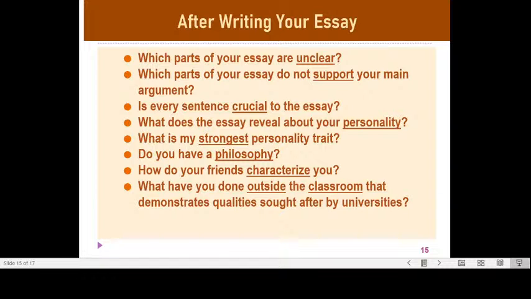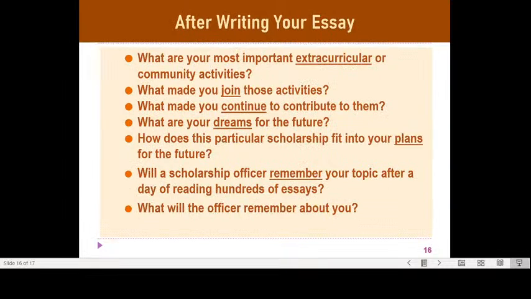What have you done outside the classroom that demonstrates qualities sought after by universities? What are the most important extracurricular or community activities? Why did you join those activities? What made you continue to contribute to them? What are your dreams for the future? How does this particular scholarship, or if you study at this particular university, how does it fit into your plans for the future?